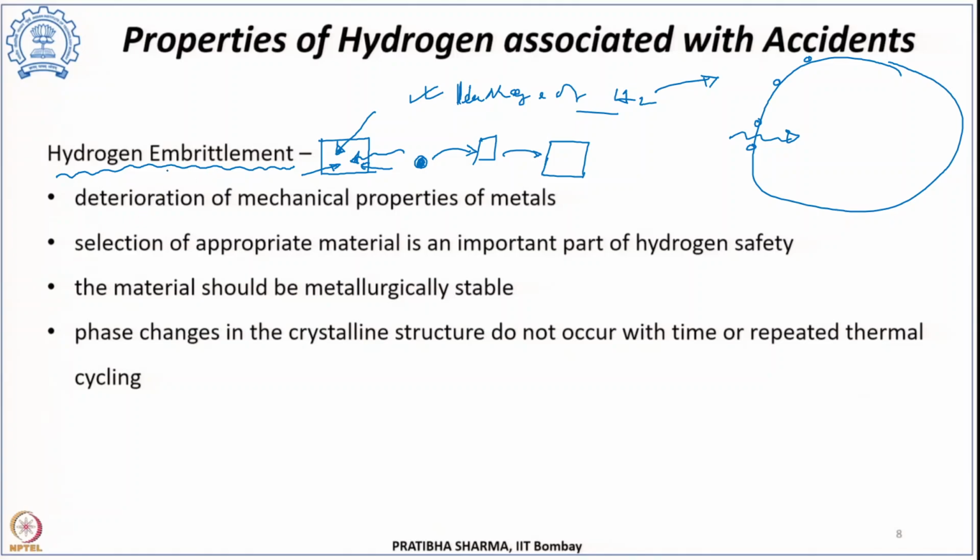How can hydrogen embrittlement be avoided? Hydrogen embrittlement can be avoided by improvement of the material.